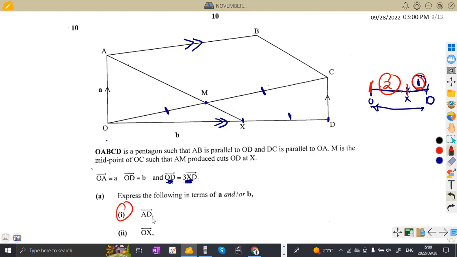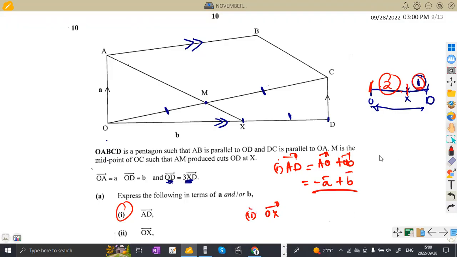Okay, item 1, vector AD in terms of a and b. What is going to be our vector AD? We just need a route that we are going to take from A to D. From A to this point D, it's going to be AO plus OD. From A to O, we are opposing the arrow, which gives us a negative a, plus O to D, which is a positive b. Done. All right, what about OX? From O to X, do you have a route that you're going to take?